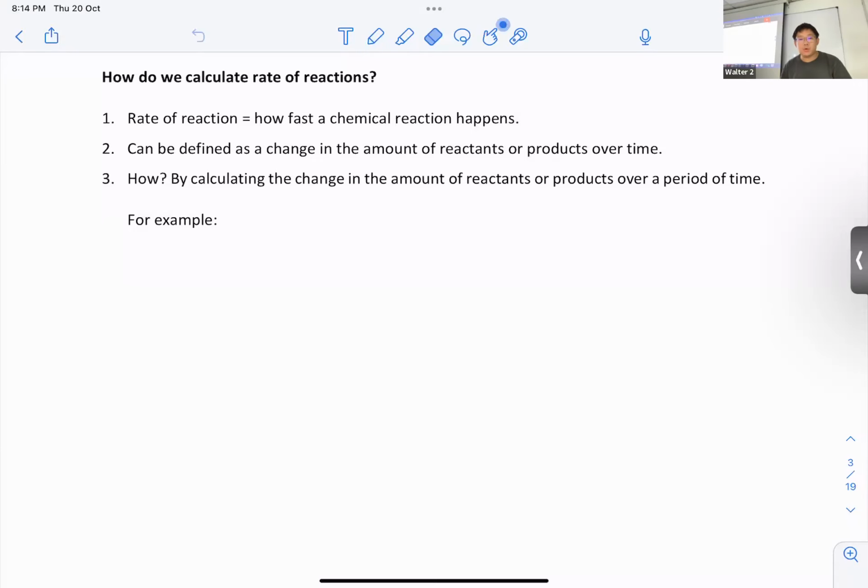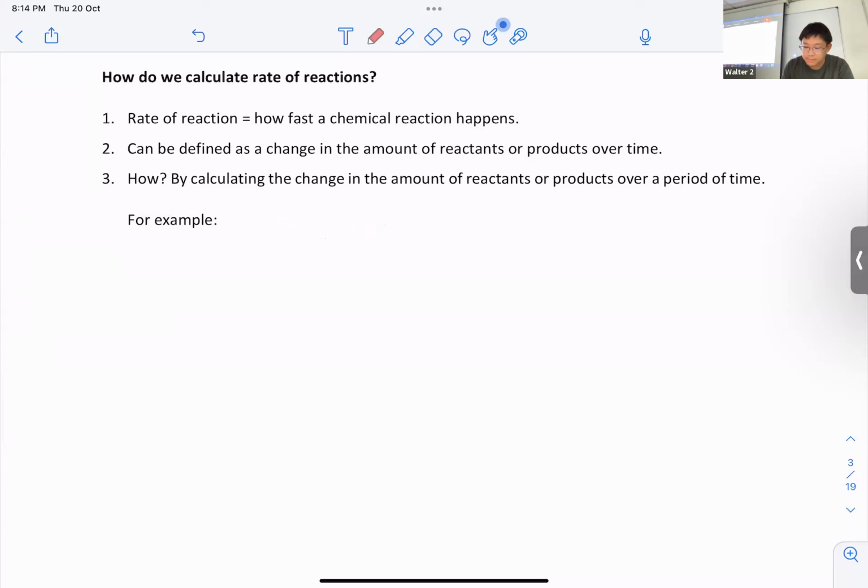To another, the rate of reaction based on volume of gas collected. So remember last week I gave you an example where I actually explained how to measure the rate of reaction. One specific example was the release of gas, right, when zinc reacts with hydrochloric acid.